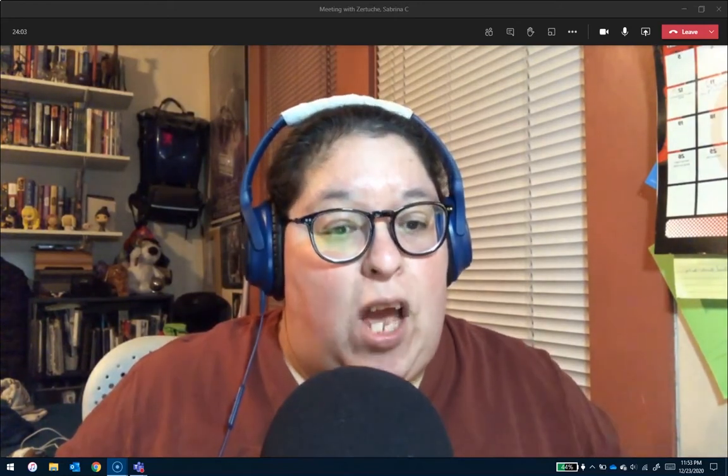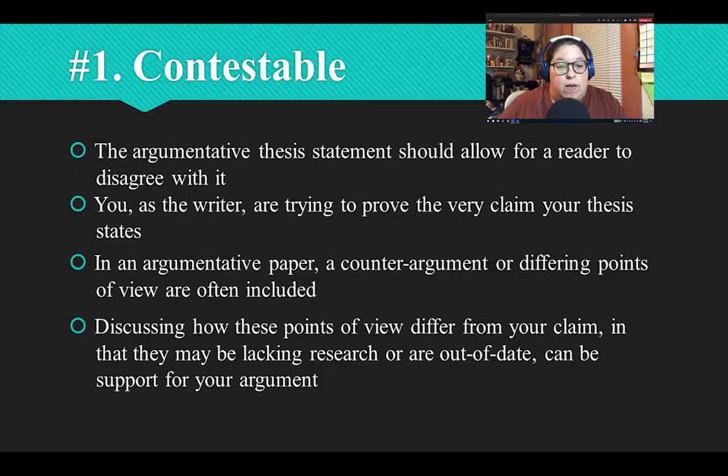Now, there are 4 characteristics that go into creating an argumentative thesis statement. Number 1, contestable. The argumentative thesis statement should allow for a reader to disagree with it. Remember that you're trying to prove the very claim your thesis states. In an argumentative paper, a counter-argument or differing points of view are often included. Discussing how these points of view differ from your claim and that they may be lacking research or are out of date can be a type of support for your argument.